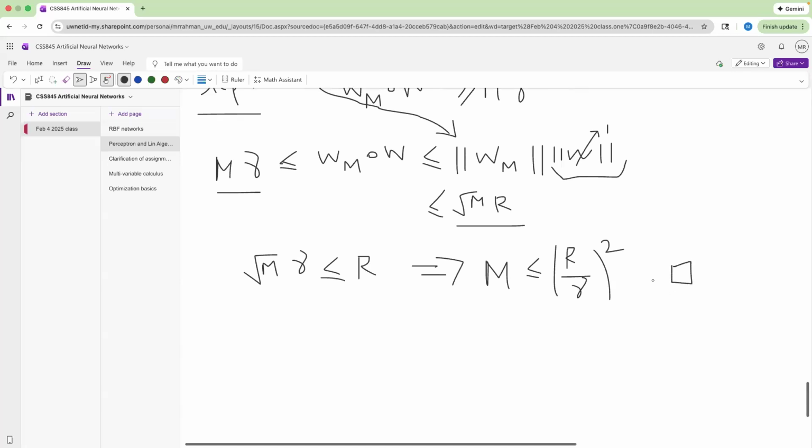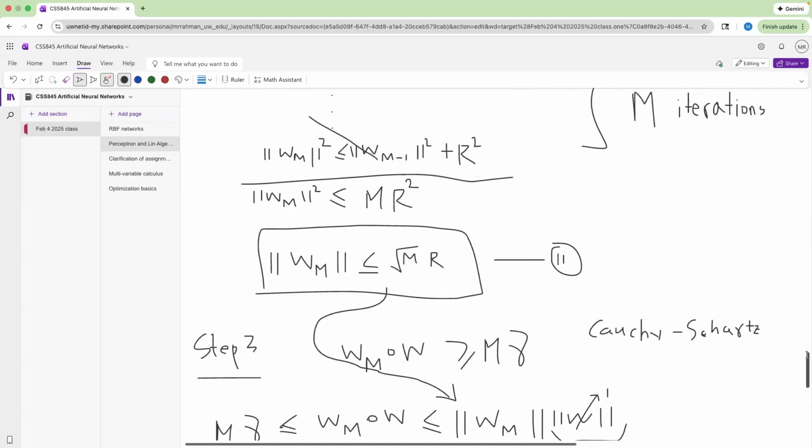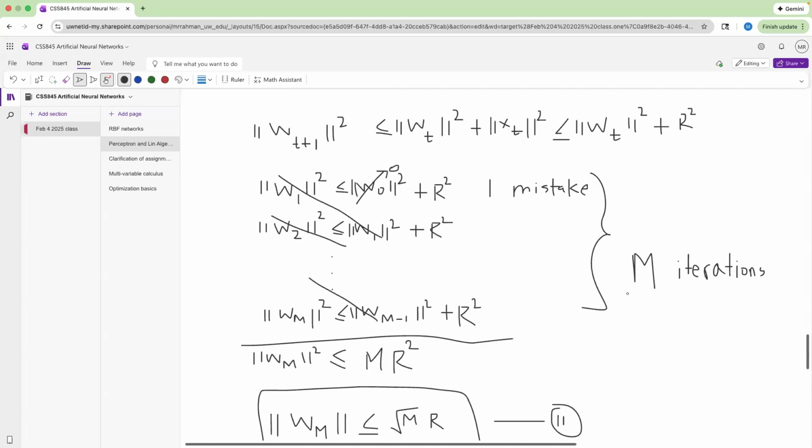Why is that? Because we've shown that what is M here? Can anyone tell me what M signifies here? If you run M iterations, what does that mean in terms of the algorithm? We'll finish this and then we're going to take a short break. So if you run M iterations, then that means that you were able to find W in M.